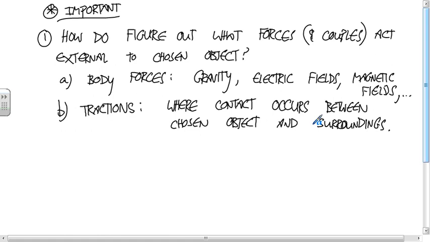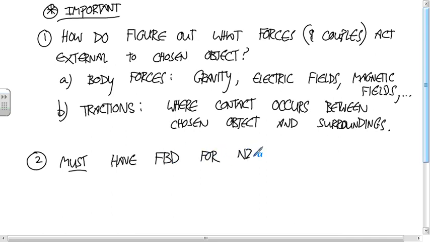Okay, the other important thing you need to remember, besides how to figure out what forces, what loads are acting, is that you must have a free body diagram to use Newton's second law. Otherwise on tests you'll lose points.